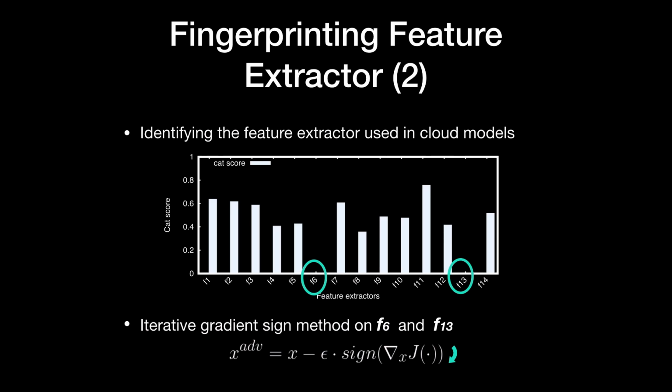So basically, we collect 14 different kinds of feature extractors. Among these 14 feature extractors, the y-axis is the confidence score of the cat. Here we see that F6 and F13 have the lowest confidence scores, which means these architectures might be the ones used by the models deployed behind the cloud services. And for each of these candidate architectures, we run an iterative gradient sign method to create different adversary examples.